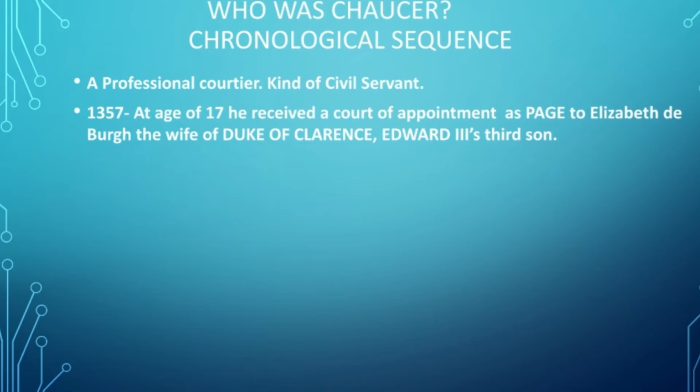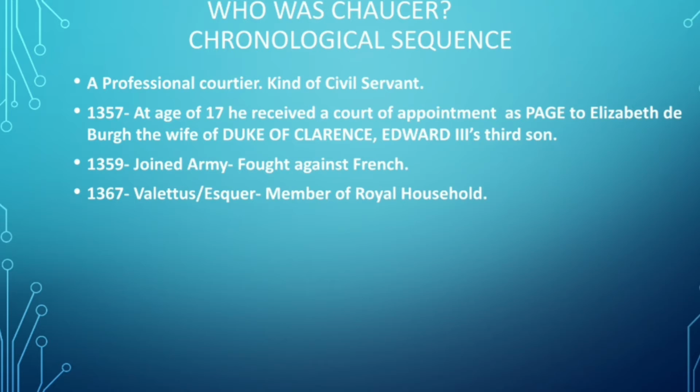In 59, he joined the army and fought against the French. In 67, he became a valettus, also known as esquire, and he was a member of the royal household. And before this, in 1366, he married Philippa de Roet, who was also a very important person with official connections with the court.